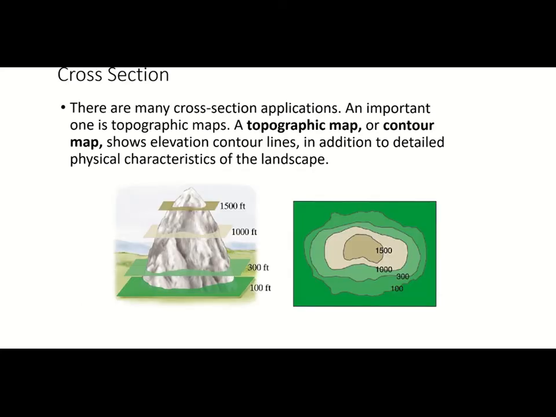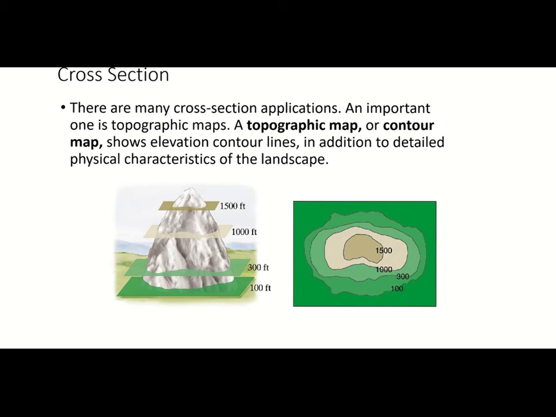All right, cross-sections are important because they are used a lot on topographic maps. A topographic map, or a contour map, shows elevations or contour lines, and detailed physical characteristics of a landscape. I just recently bought a new house we had built, so when we saw the site plans, we could see the lines for elevation to show the varying, like the backyard is not totally flat, so I could see it was going to slope a little in the back.